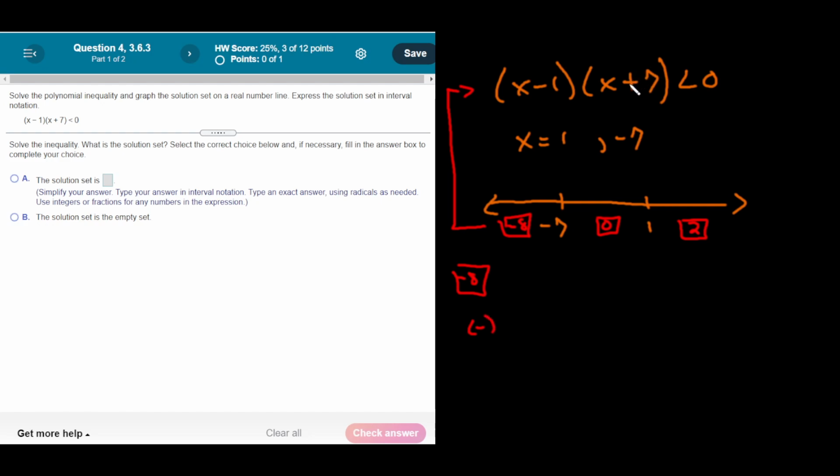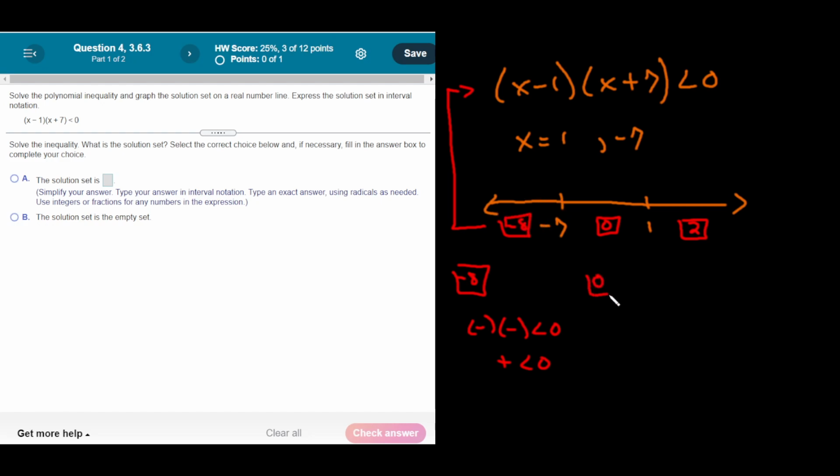What about this parentheses? -8 plus 7, that's also going to be negative. And we want to see if it's less than 0. What's a negative times a negative? A positive. Will a positive be less than 0? Absolutely not. So you will not shade here and here.